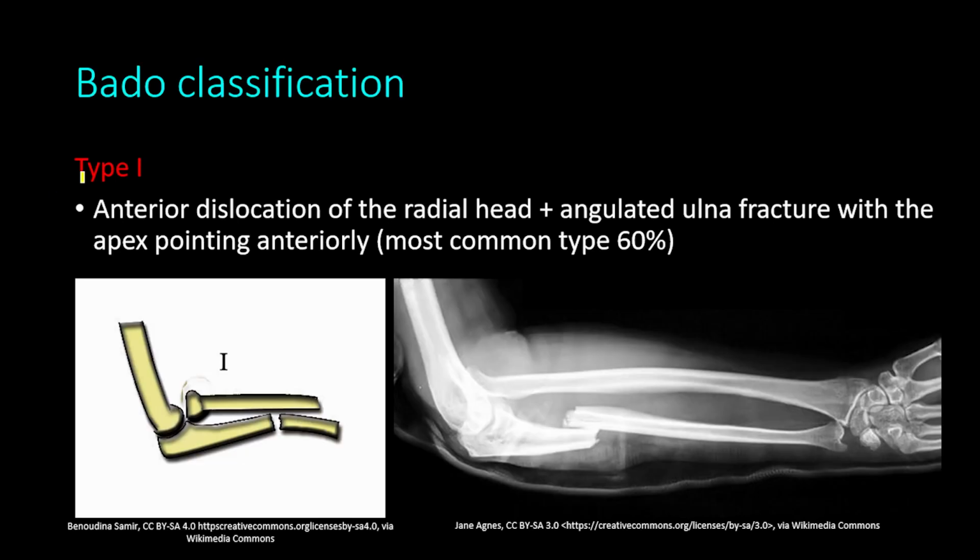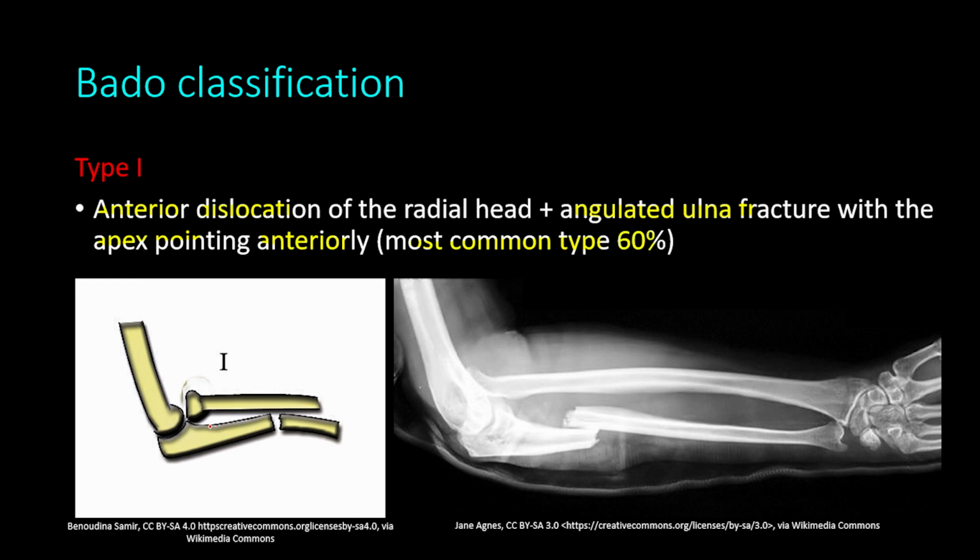Now regarding the Bado type 1, in type 1 we have an anterior dislocation of the radial head, and it is associated with angulated ulna fracture with the apex of the angulation pointing anteriorly. And this is the most common type, occurring in 60% of Monteggia fractures.